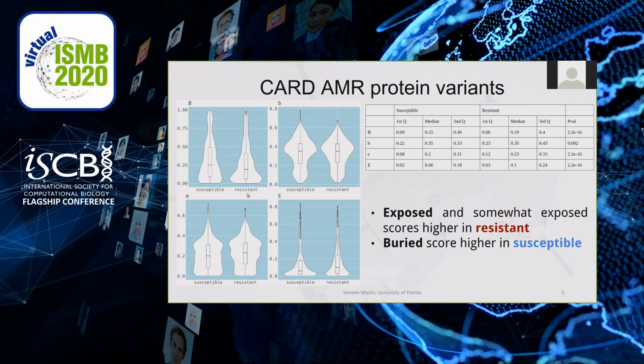And when we measure the scores, we find that susceptible variants tend to have a higher score for the very buried class, as opposed to resistant variants that tend to have a higher score in the somewhat exposed or very exposed classes, which means that the resistant variants tend to be more exposed, and the susceptible variants tend to be more buried.